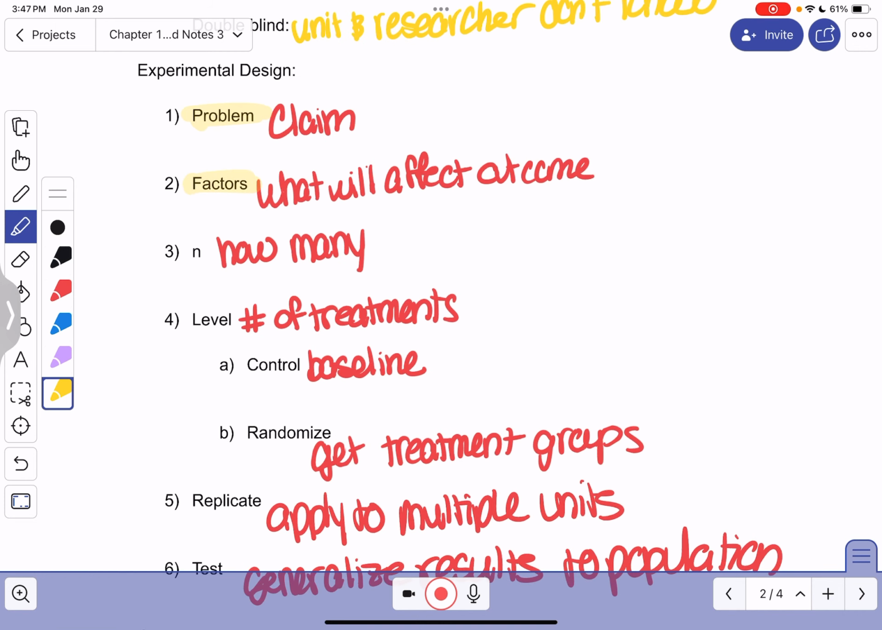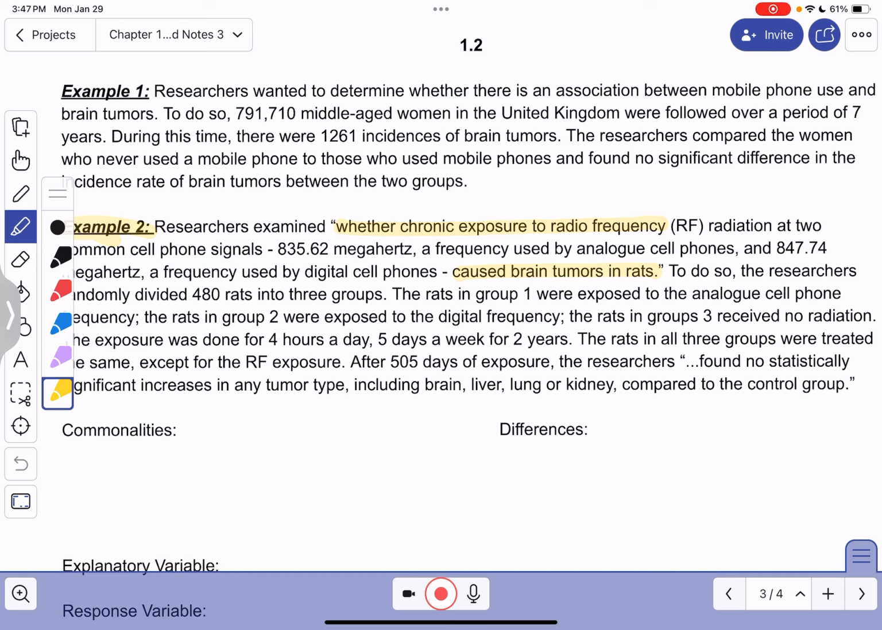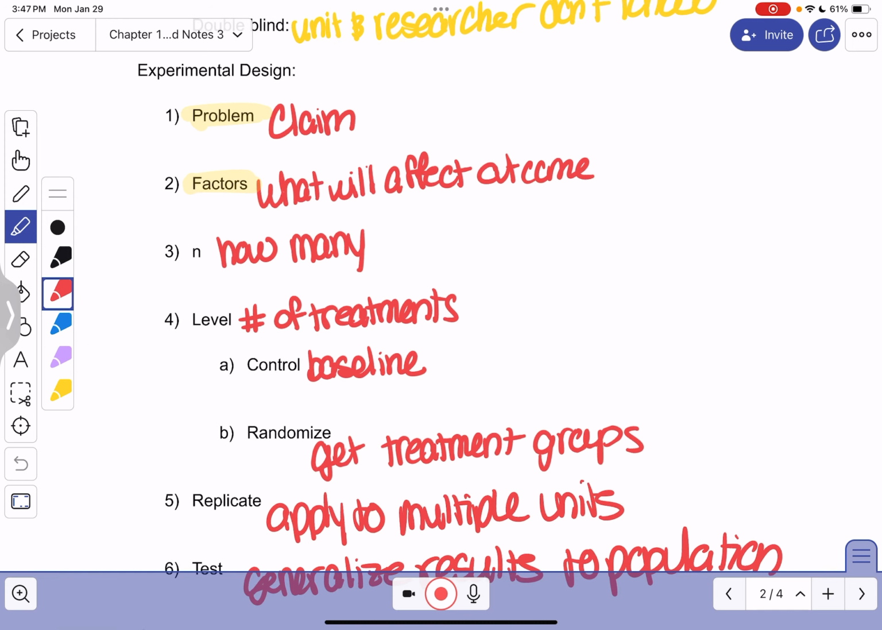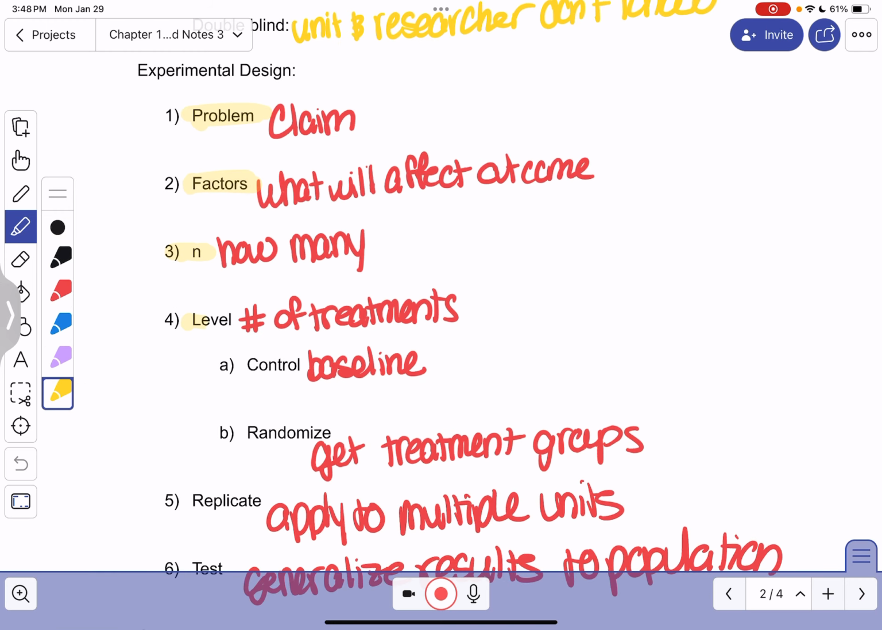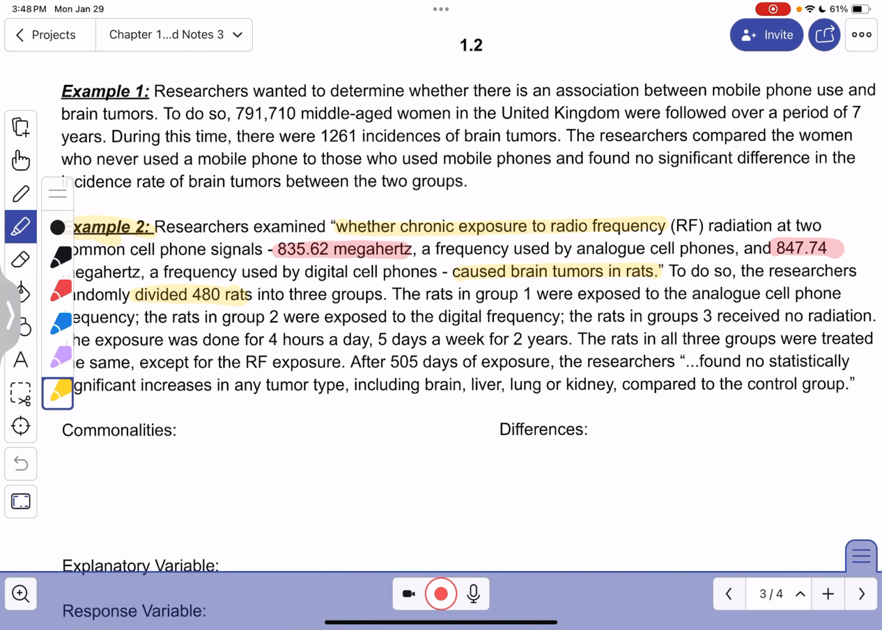Then we looked at factors. We're thinking the different factors were 2 different cell phone signals. There was the frequency used by analog, the frequency used by digital. So those are different factors, the frequencies and the amounts. Then we looked at how many. So how many rats did they give it to? They decided 480 rats. Then level, number of treatments. So this one had 3 treatments.